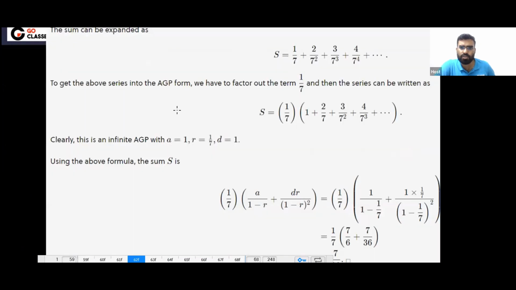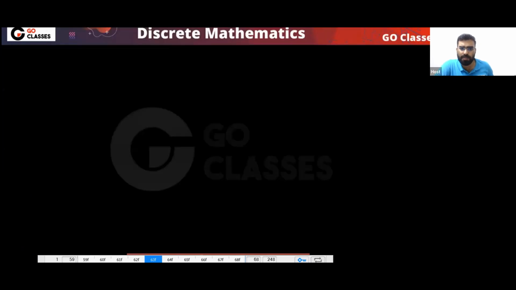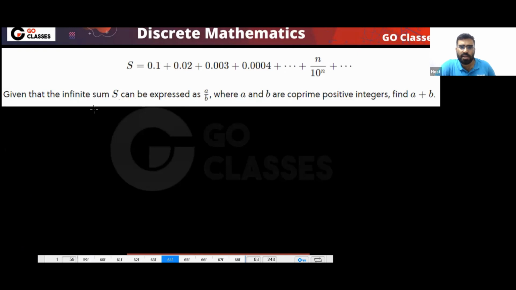Okay, and the answer is also here, so you don't have to worry about it. Answer I have provided. Now let's solve this question quickly. Find a plus b. The question is saying that the infinite summation s can be written as a by b, where a, b are co-prime positive integers. Then find a plus b.